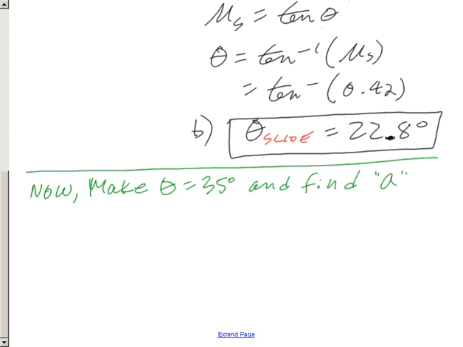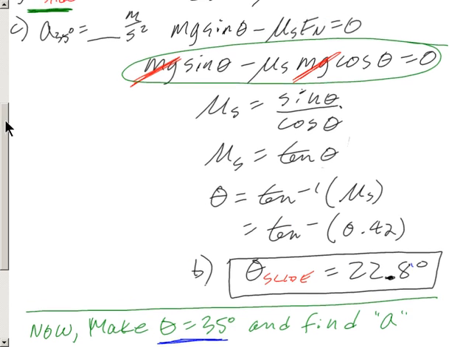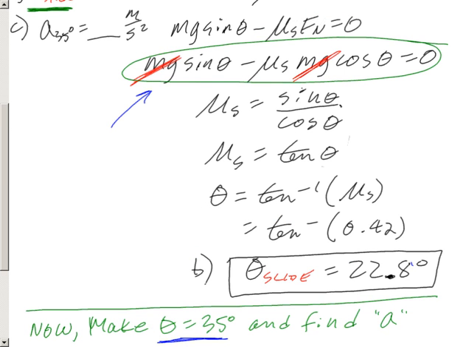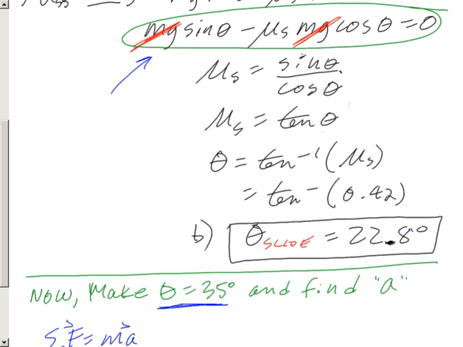Okay, it might be interesting to find what the acceleration is if we use 22.8, but first let's go with a larger one, 35 degrees. And then we can do a quick replacement and see what acceleration would be for 22.8 degrees. We didn't do that in class, I don't think, but it'll only take a couple seconds to do that one. Okay, so net force equals MA. And the only difference in this problem is that the term up here that went to 0, that same term is going to still equal MA.